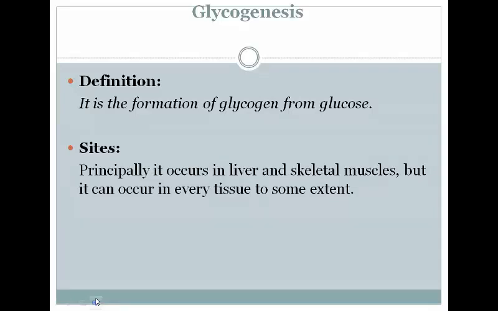Now the sites where this process occurs, principally it occurs in liver and skeletal muscles, because it is the site where the stored form of glycogen is present. But it can also occur in every tissue to some extent. The major sites are liver and skeletal muscles.